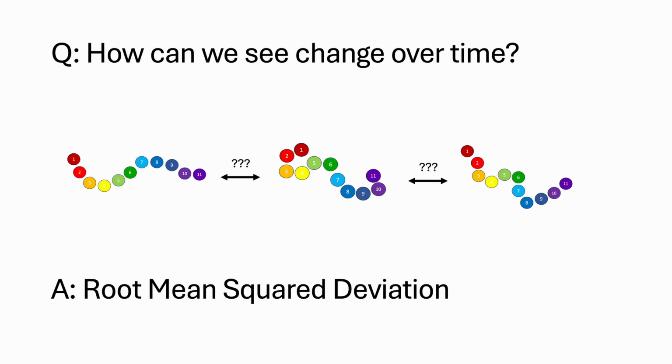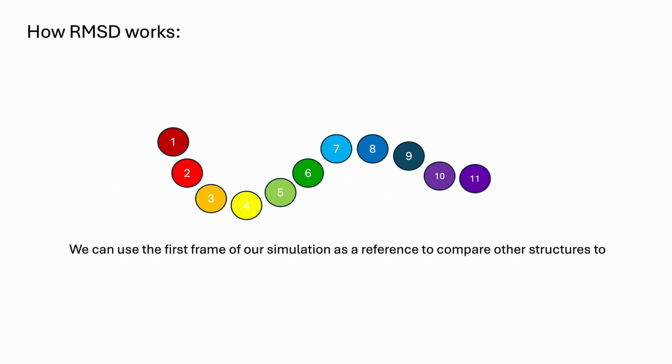While RMSF is useful for telling us about particular positions, which one is more or less dynamic, what it can't tell us is how it changes over time. If we want to understand how the complex as a whole changes, we can use something called root mean squared deviation. RMSD operates a little bit differently than RMSF. In RMSD, you need to have a template. Oftentimes, we use the very first frame of our simulation as a template.